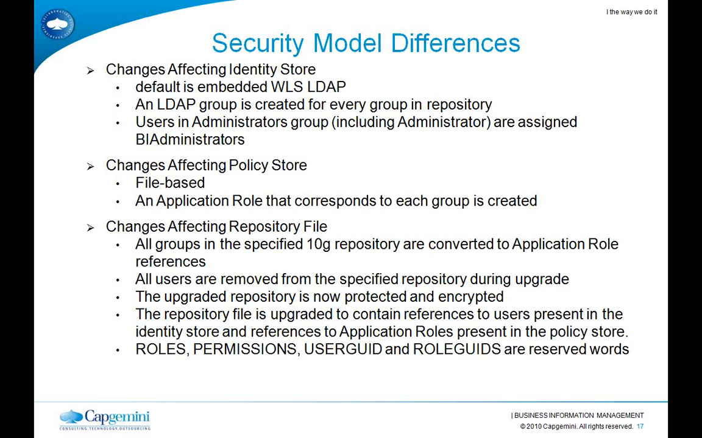Users in the administrators group will be assigned to the BI administrators, which is a new group within 11g. Then the policy store, which is a file-based system, holds your application roles, something new with 11g. Basically, users will be mapped to groups as they are in 10g, but then groups, as well as users, can be applied to what's called an application role. An application role has policies behind it. There are 3 defaults, and you can create additional application roles as necessary.